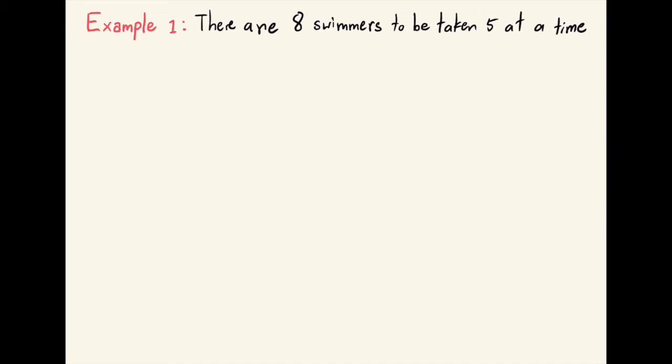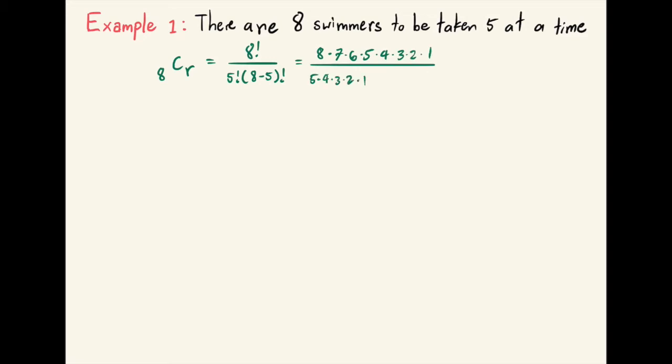So this is 8 combination 5 equals 8 factorial over 5 factorial times (8 minus 5) factorial, and we can do a shortcut by eliminating the factorials that have the same number. Then we're gonna have 8 times 7 times 6 over 3 times 2 times 1. This is equal to 336 over 6. So the answer is 56.